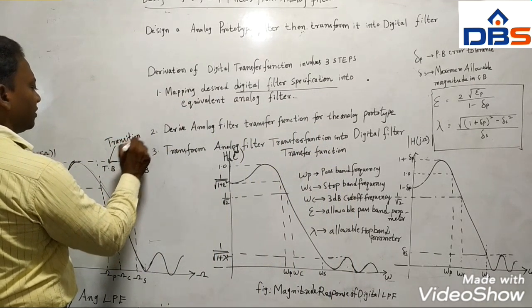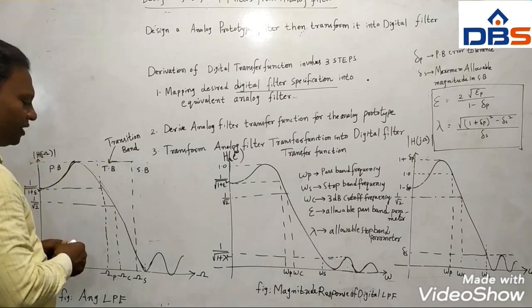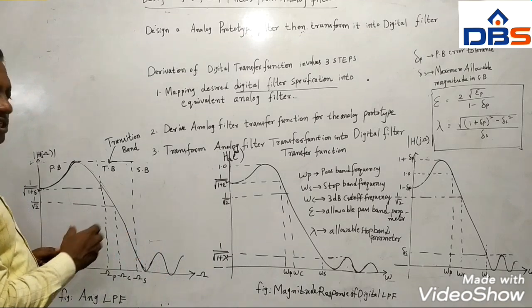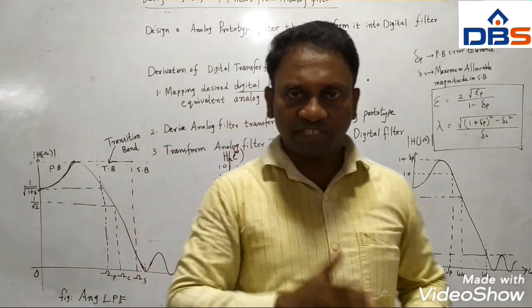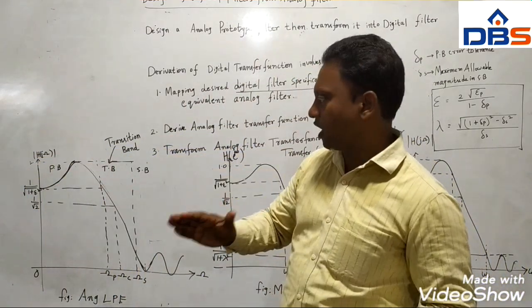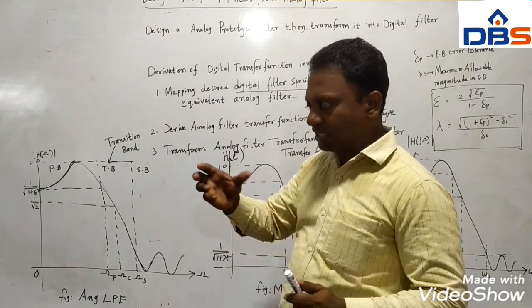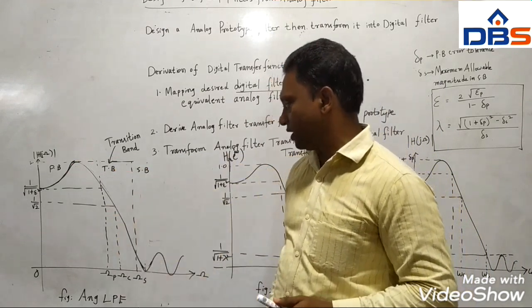Transition band. What is the meaning of this? Transition band means it is the range of frequencies over which the magnitude response characteristics of the filter will change from one band to another band, maybe pass band to stop band or stop band to pass band. The transition frequency range is called a transition band.